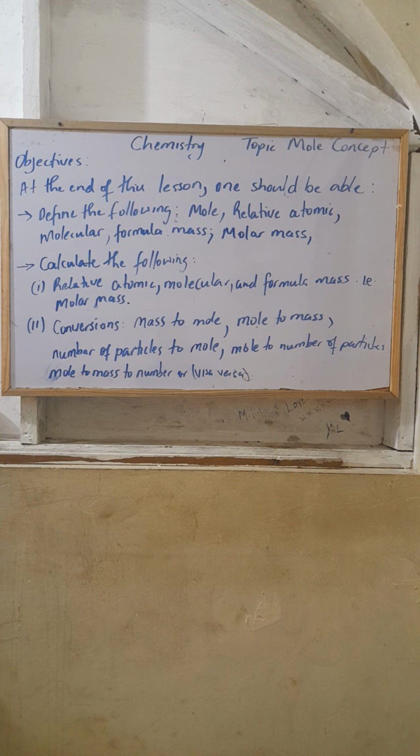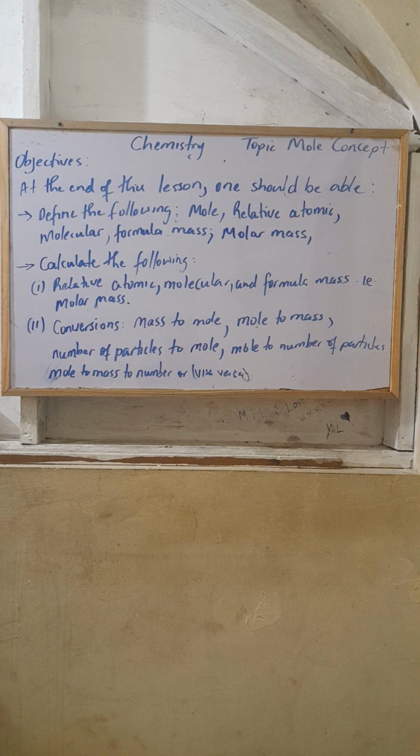The word average is used in the definition because relative atomic mass takes into consideration the relative abundance of each isotope. Relative atomic mass has no unit because it is a comparative value. All right, if you look at it, it's comparing one element to that of carbon-12.